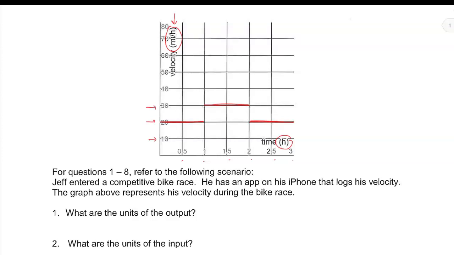Number 1, what are the units of the output? The output is the y value, and it's represented on the y-axis. So those units are miles per hour. Number 2, what are the units of the input? The input would be the x-axis in this graph representation. So the units there are hours.